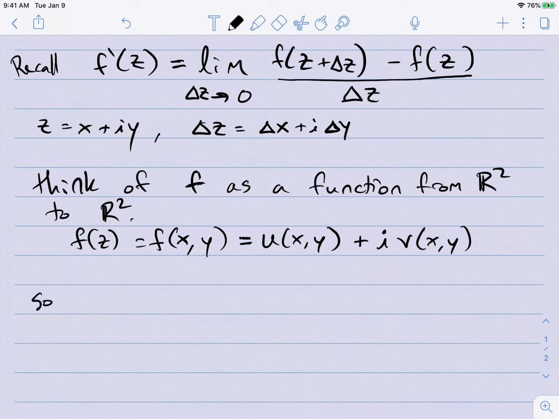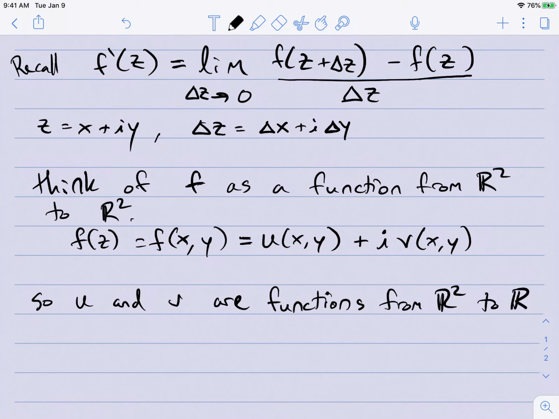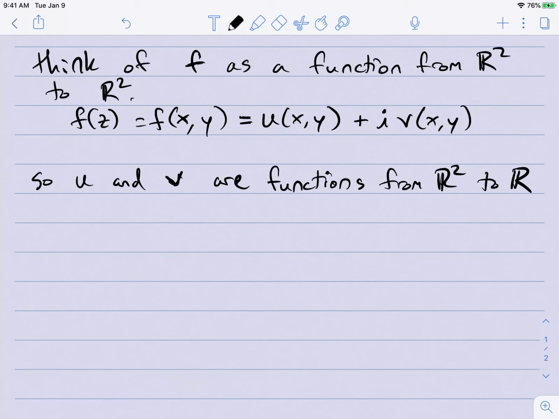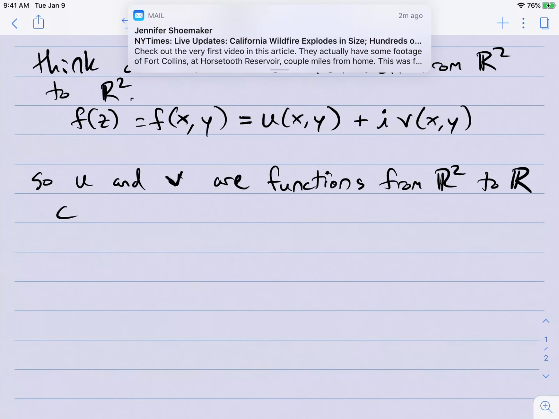Okay, and so u and v are functions. I can think of them as real functions with two input variables and one output variable. So they're functions from R2 to R. These are things that we've seen in multivariate calculus, for instance: functions with two real variables as their input and one output, each of them. The derivative doesn't really make sense for these kinds of functions because I don't know how to divide by something in R2, so I can't talk about the derivative. But what I can talk about is partial derivatives for these multivariate functions.